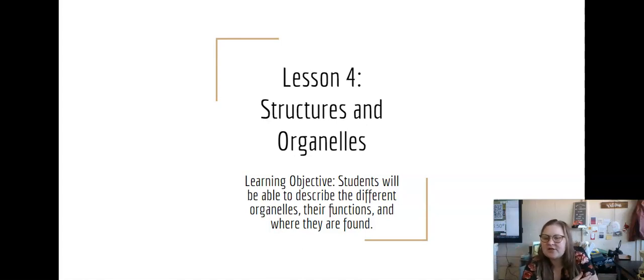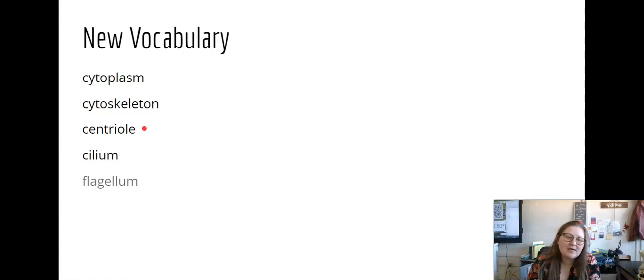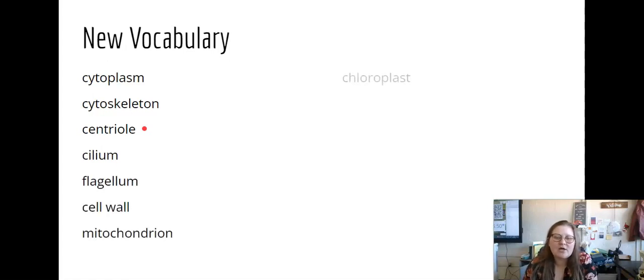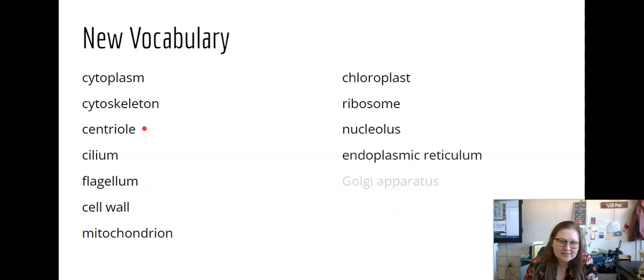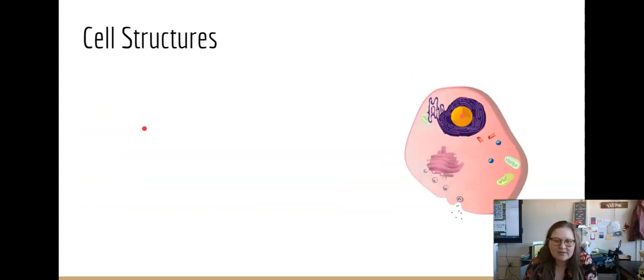So the learning objective here is that you'll be able to describe the different organelles, their functions, and where they are found, so animal versus plant cells. So new vocab, we have cytoplasm, cytoskeleton, centriole, cilium, flagellum, cell wall, mitochondrion, chloroplast, ribosome, nucleolus, endoplasmic reticulum, Golgi apparatus, vacuole, and lysosome. So lots of new words this time, most of them new organelles that we are learning about in the cell.